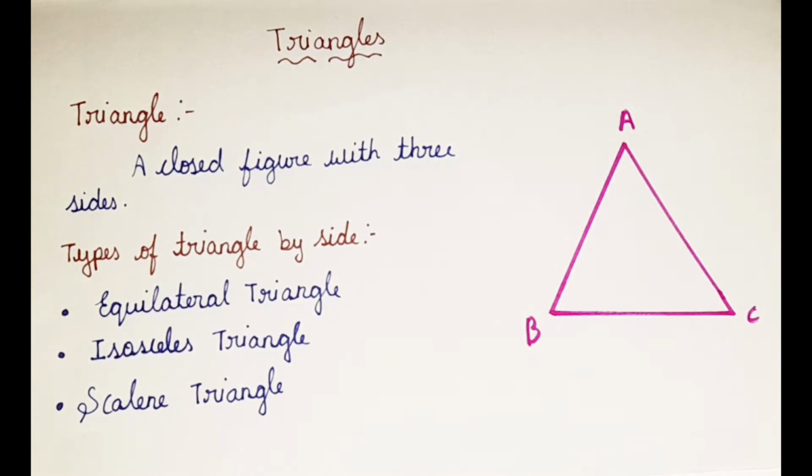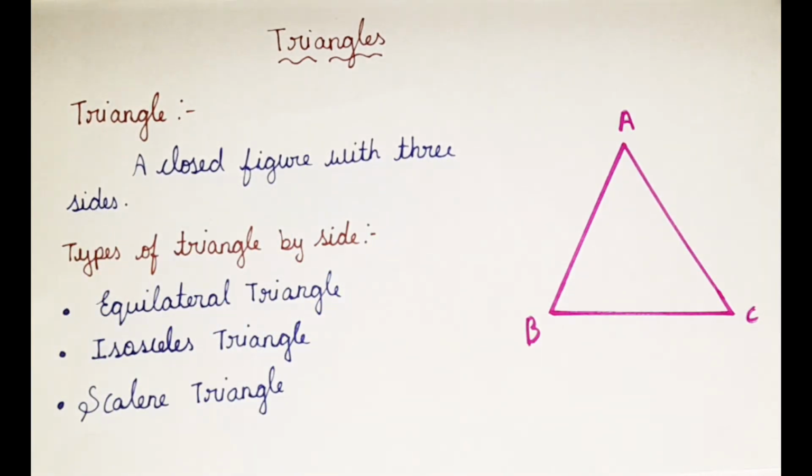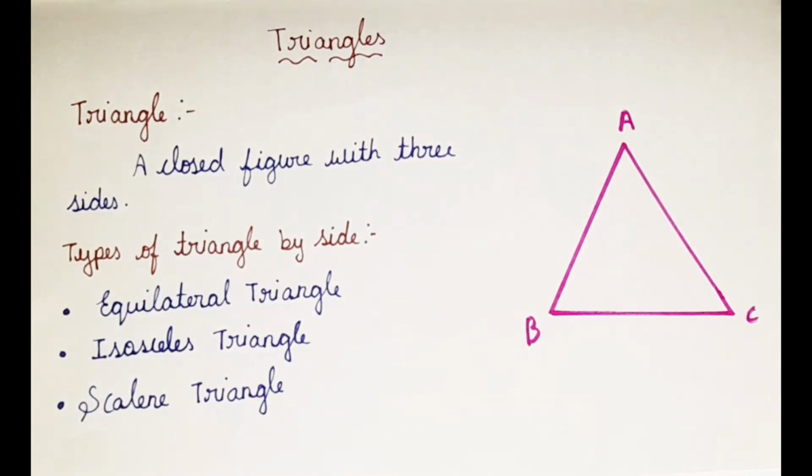In this chapter we are going to be using Thales theorem, and in the next video I'm going to be uploading about Thales theorem. First of all, in this video I'm going to be teaching the basic things about triangles. It is really easy to define what a triangle is. A triangle is a closed figure with 3 sides. A closed figure which has 3 sides is known as a triangle.